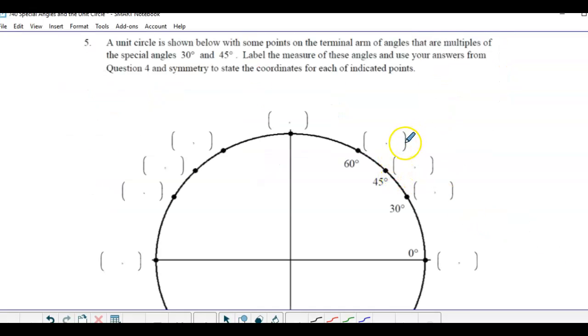Okay, so a unit circle is shown below with some points on the terminal arm of angles that are multiples of the special angles. Label the measures of these angles and use your answers from question 4 and symmetry to state the coordinates of each indicated point. So if I form the 30-degree angle, okay, it's already labeled. So by 30 degrees, it doesn't mean it's here. It's just that this terminal arm forms a 30-degree angle down here at the origin. Okay, here's your initial arm.